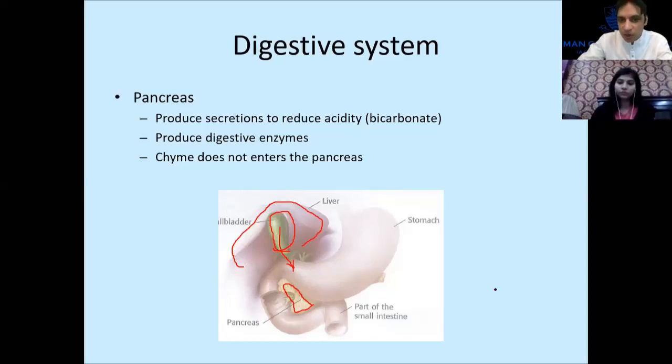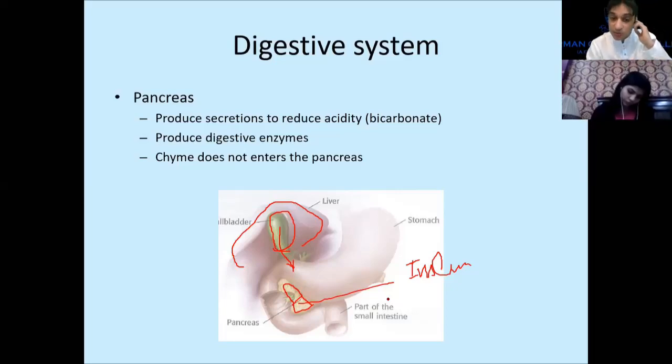The pancreas, on the other side, has 2 portions. One portion of the pancreas is responsible for producing insulin. I told you about insulin, and the job of insulin is to help in the metabolism of carbohydrates. It converts the free glucose in the blood into glycogen and stores it in muscles and in the liver.